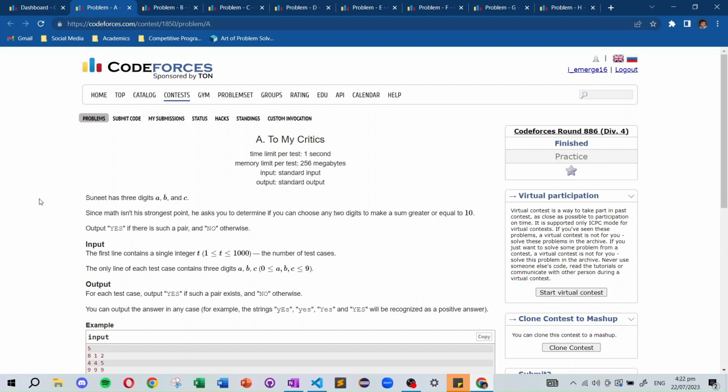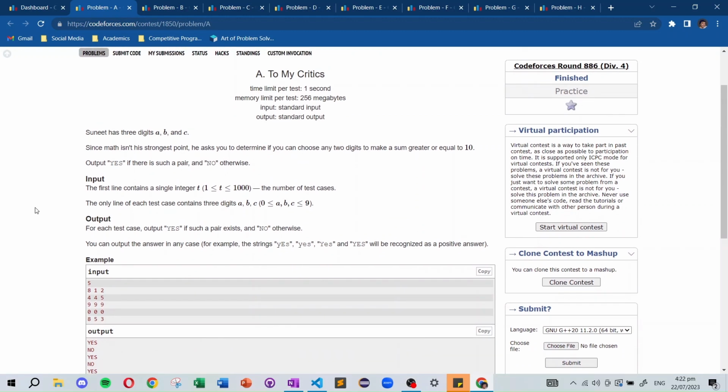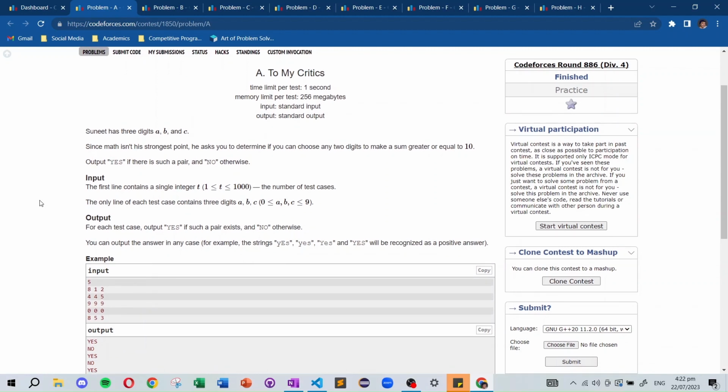For the first problem, I think this is very straightforward. You're given three digits, and you want to check if you can choose any two digits to make the sum greater than or equal to 10. There are quite a lot of approaches here, because there are only three digits, so you can pretty much just case bash. But there are obviously faster ways to implement this problem.